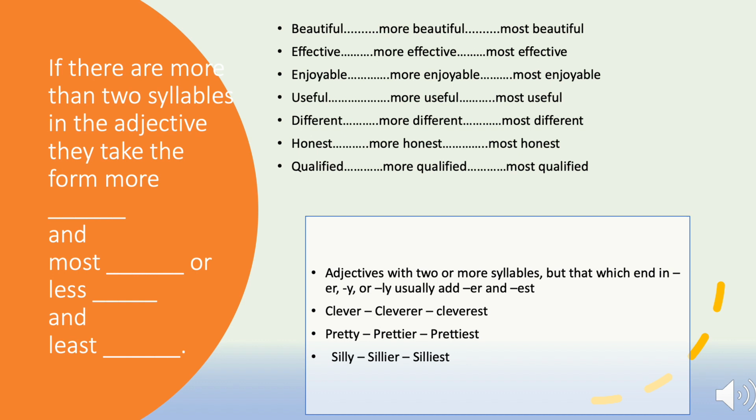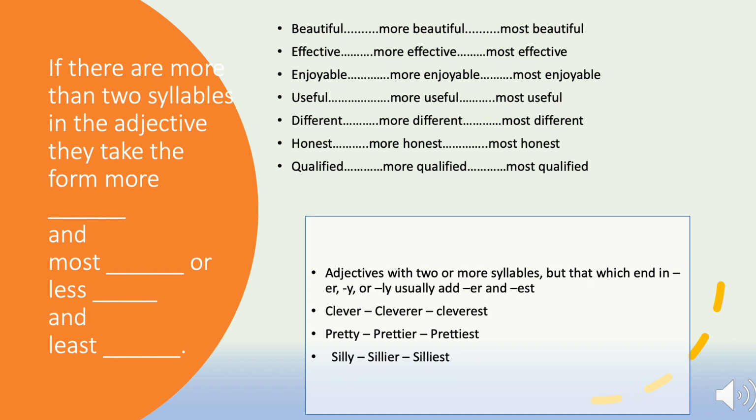So, interesting, less interesting, and least interesting. Qualified, more qualified, most qualified. Qualified, less qualified, least qualified. However, even in adjectives that have more than two syllables, if they end in er or y or ly, they can take the comparative and superlative forms. They can form the comparative and superlative degrees with the addition of the suffixes er and est.